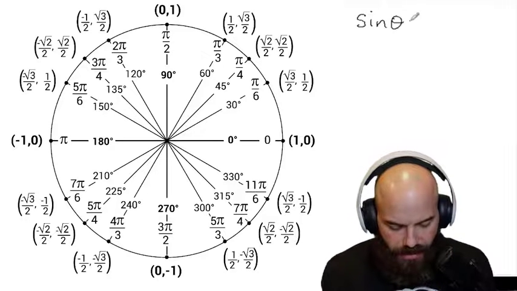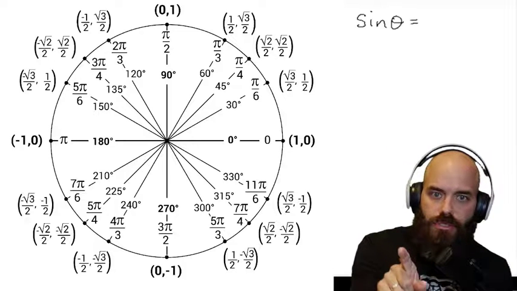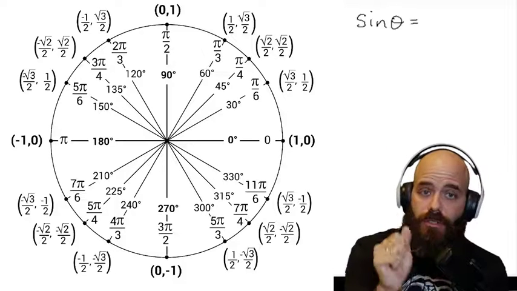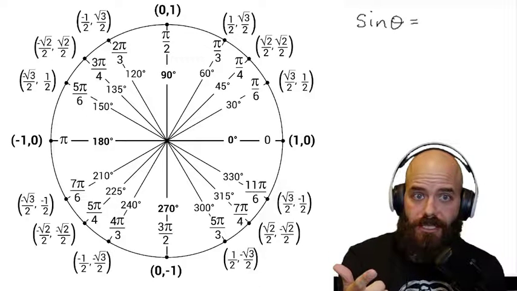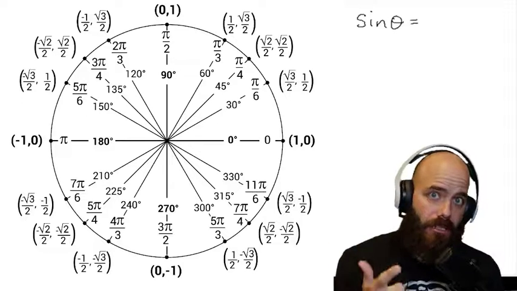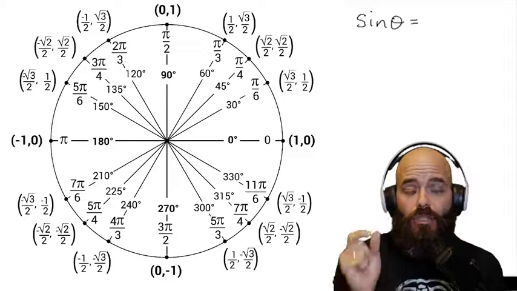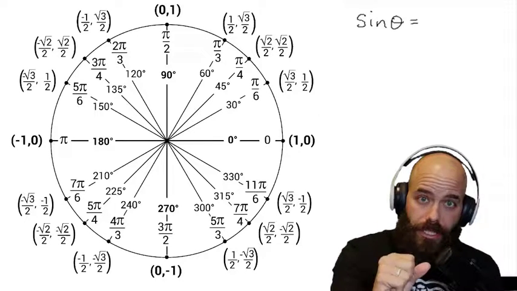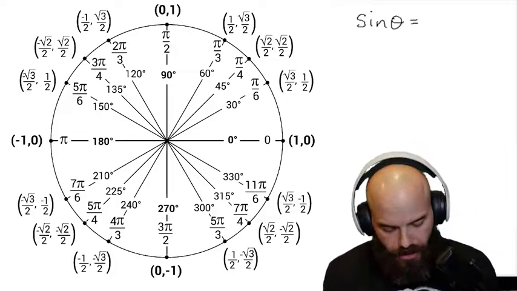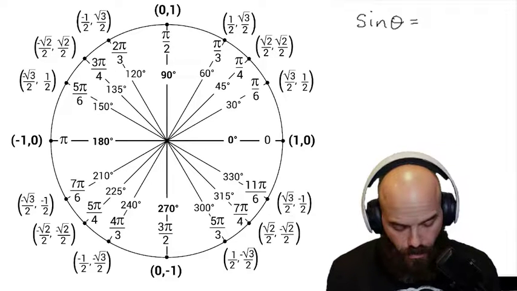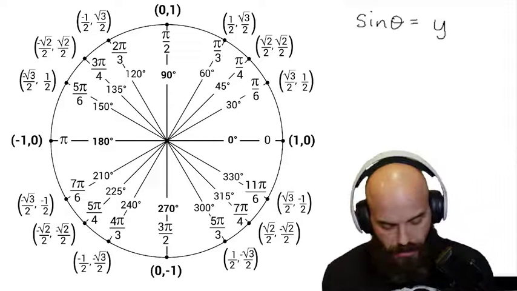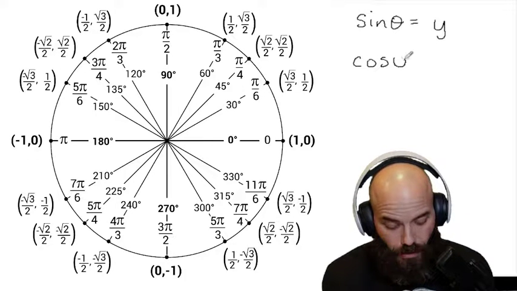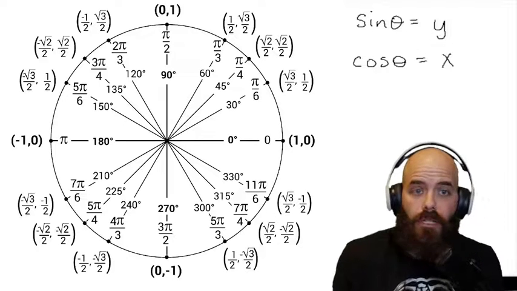So in this unit circle, sine of theta, so sine of any angle that you see on this unit circle, whether you're talking about that angle in degrees or in radians, is going to correspond to the y value of the coordinate on the unit circle. So sine theta is equal to y. Cosine theta is equal to the x coordinate, or the x value of the coordinate.